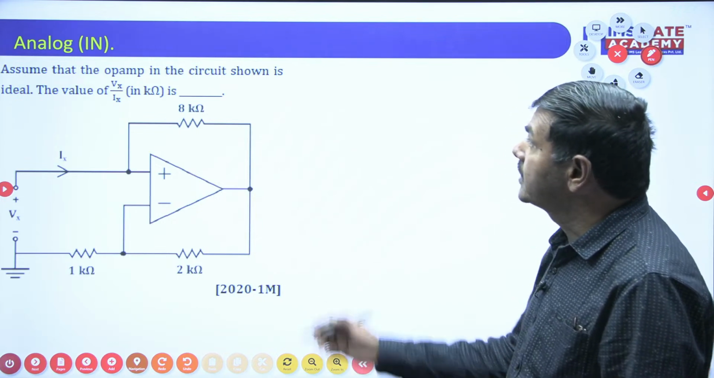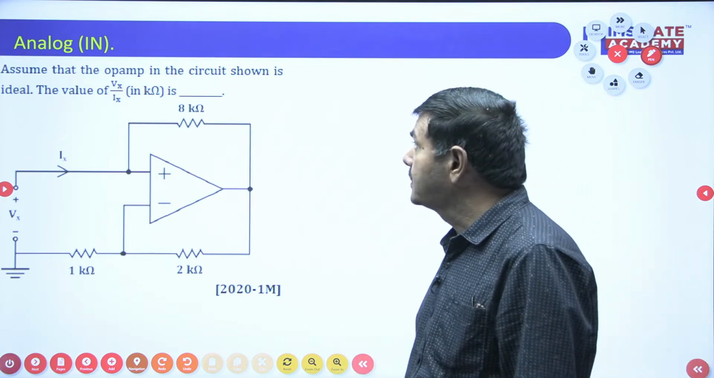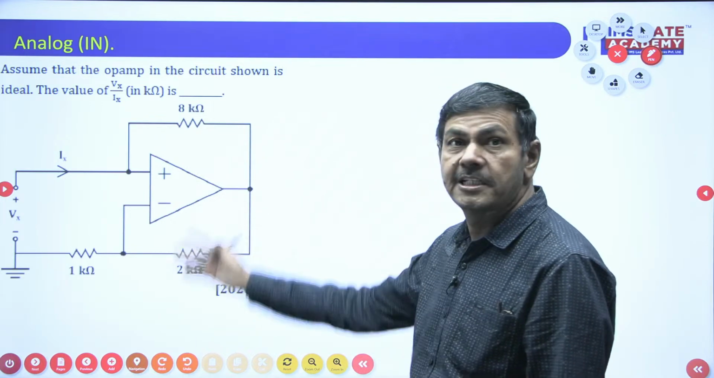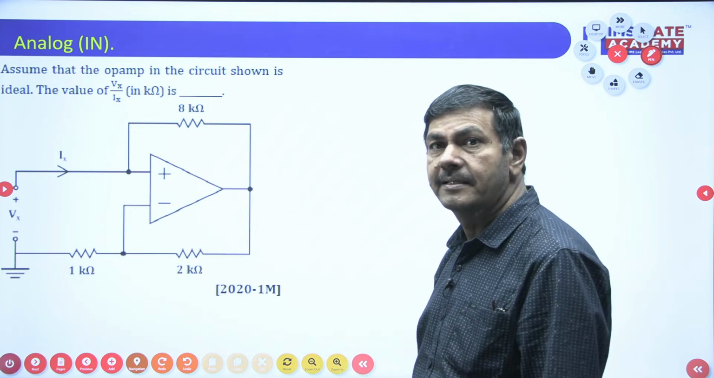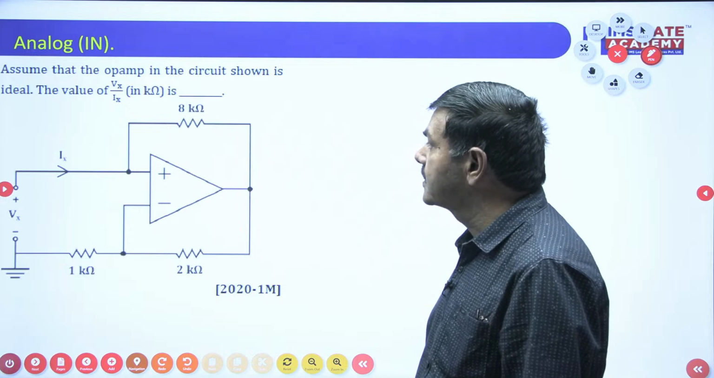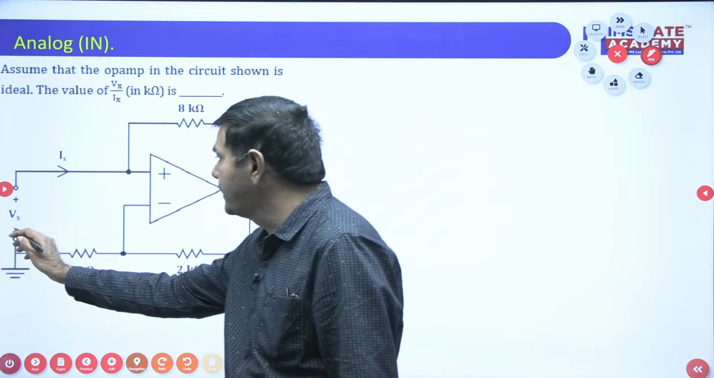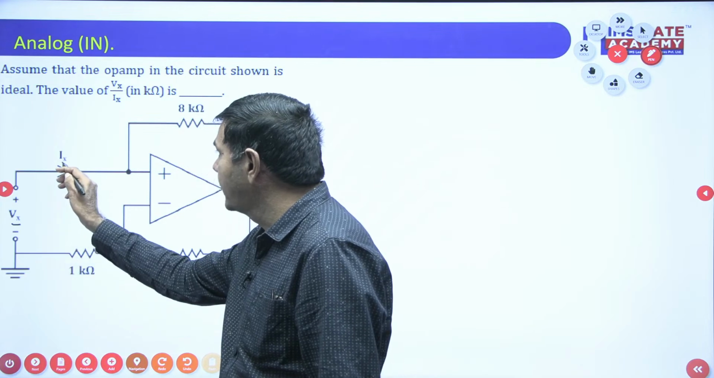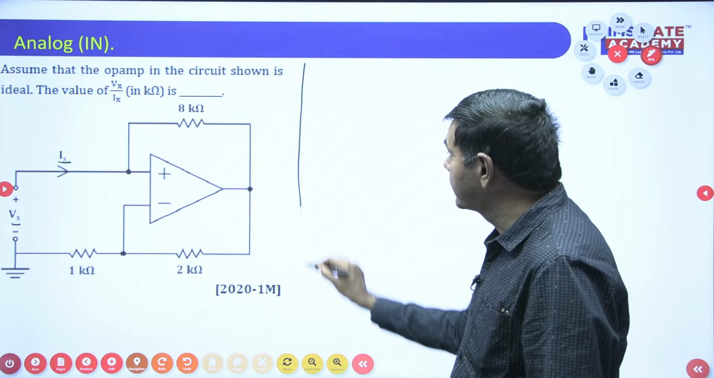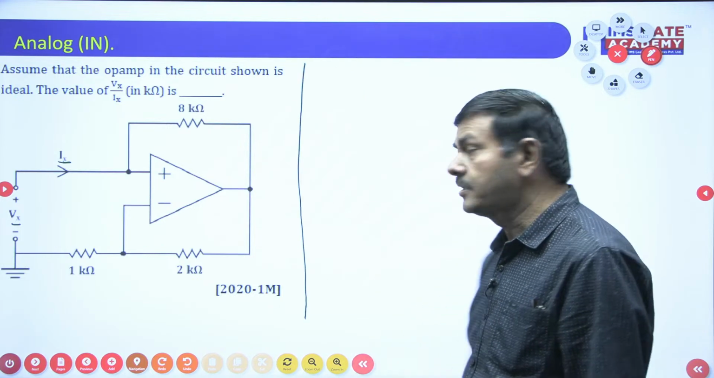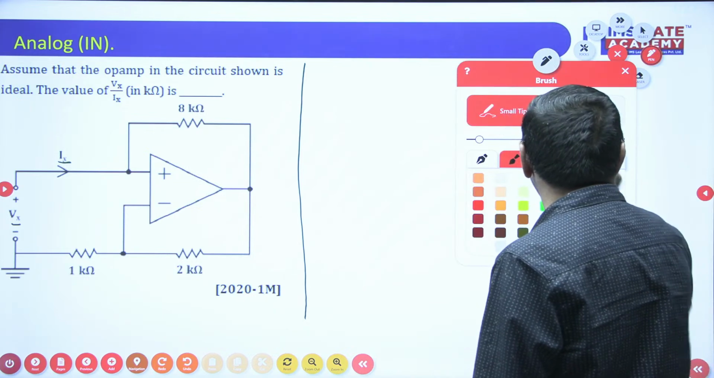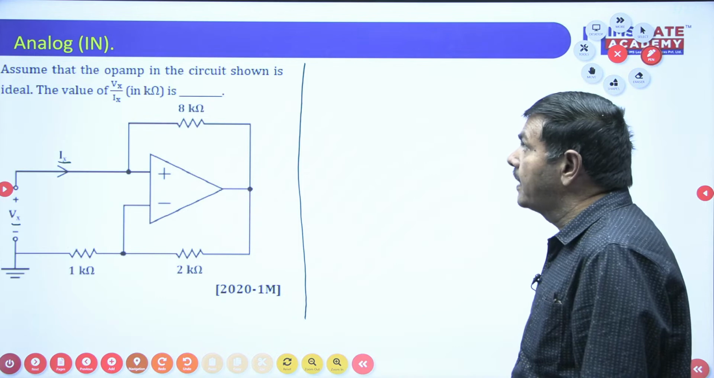Yes, what is given in the problem? Assume that the op amp in the circuit shown is ideal. This operational amplifier is taken as an ideal op amp. The value of Vx by Ix is required. Input voltage Vx divided by Ix is asked to find. That ratio is required. How we can find that ratio is more important. I'll do it then. Vx by Ix is required.